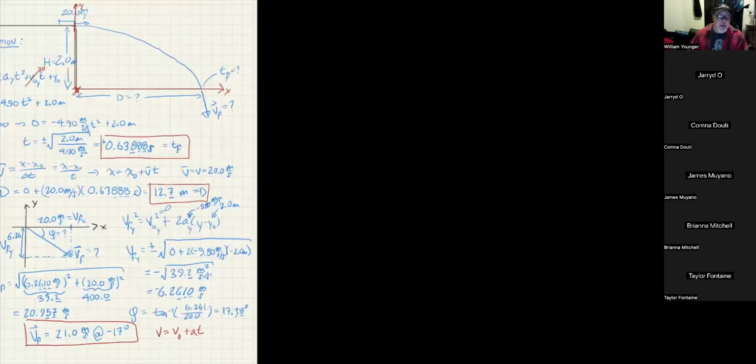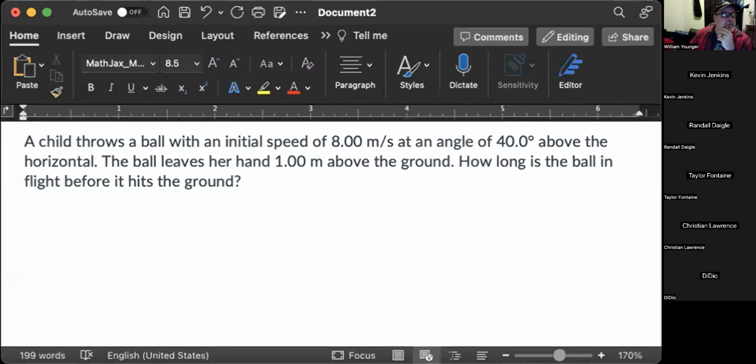All right. So let's do another screen share so you can see another problem. I'm going to share screen with this one this time. You might want to take a screenshot of it. So this one says a child throws a ball with an initial speed of 8 meters per second at an angle of 40 degrees above the horizontal. The ball leaves her hand 1 meter above the ground. How long is the ball in flight before it hits the ground?